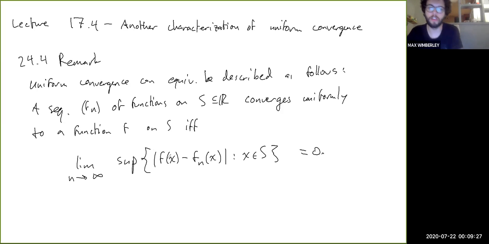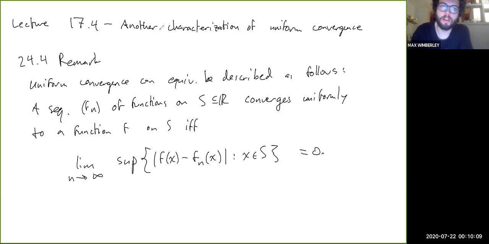And so the idea is that if the greatest distance between fn and f across all x in S goes to 0, then you can make n really big, and the supremum will be small. And if the supremum is small, that means the error across all x values has to be small. So that's the idea here. I'm not going to prove it. It's left as an exercise in the book. I don't think I assigned it, but I think it would be worthwhile for you to try to think about proving this on your own.